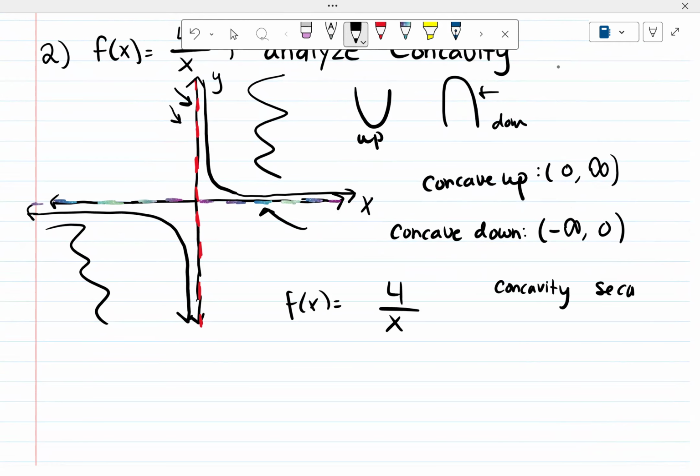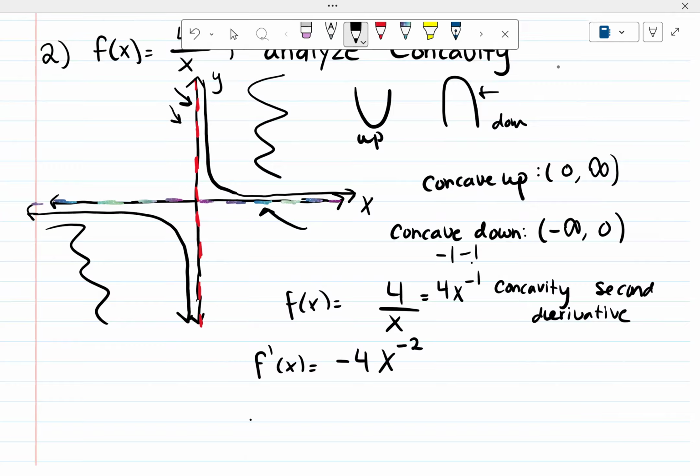So what I'll do is take the second derivative of 4 over x, but I'm not going to leave it as a fraction because it would probably need a quotient rule and I don't like that. So how can I rewrite 4 over x as a negative power? I would say 4x to the negative 1, right? So let's find f prime of x. You would use the power rule. Negative 1 times 4 is negative 4, and then x to the old power minus 1, so negative 1 minus 1 is negative 2.